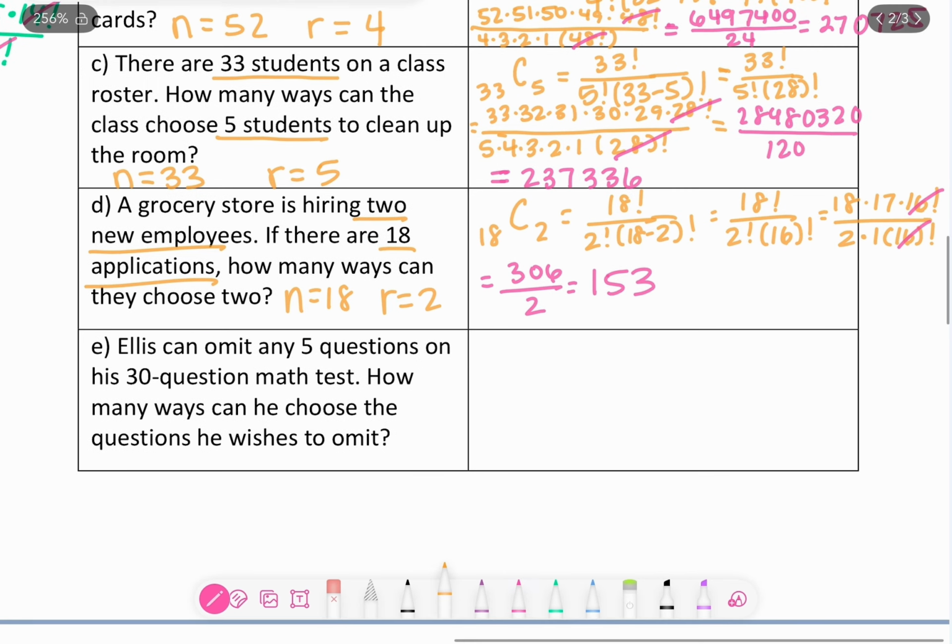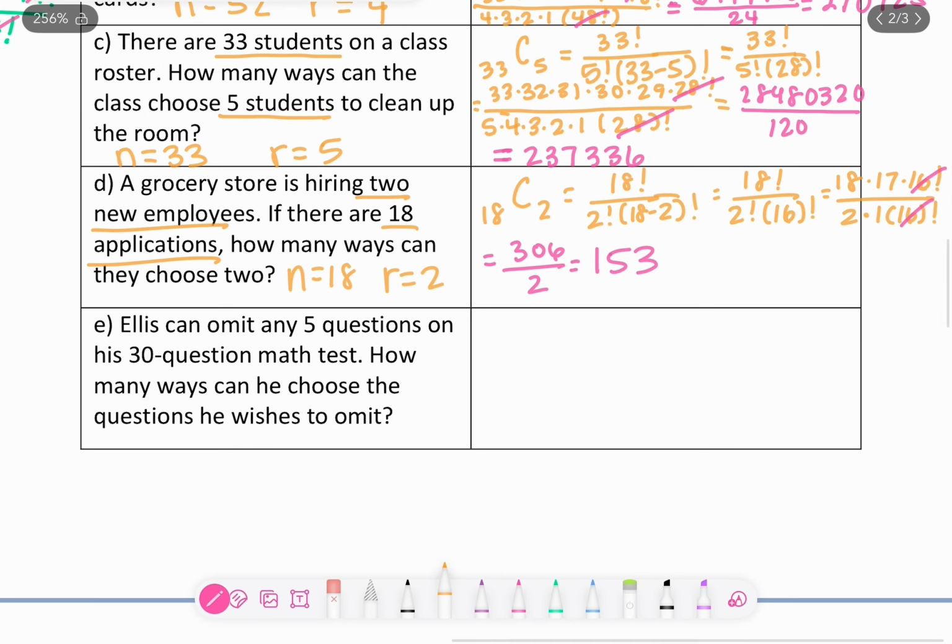All right, last one. Ellis can omit any 5 questions on his 30-question math test. How many ways can he choose the questions he wishes to omit? So he can omit any 5 questions, and he has 30 questions on his math test in total. So his total number, N, is 30, okay? And his R is going to be 5, because those are the ones that he's choosing to omit, right? And so he's omitting random 5 questions. There's no order to that, so that's going to be combination.